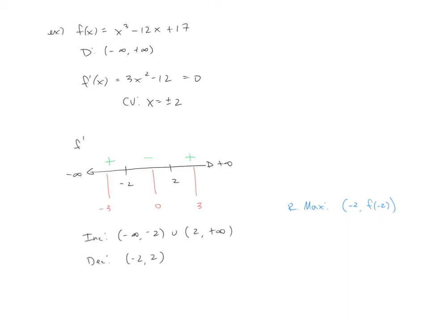So then we also can see that we are changing from decreasing to increasing. If we're changing from decreasing to increasing, that's going to be a minimum value, so a relative minimum at 2, f of 2.